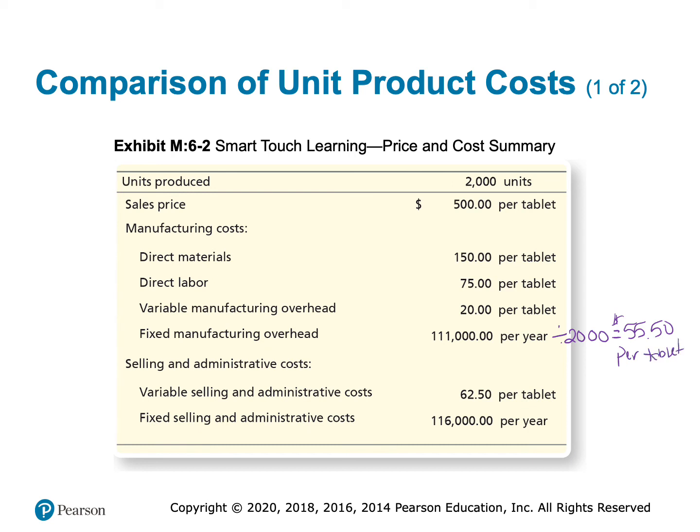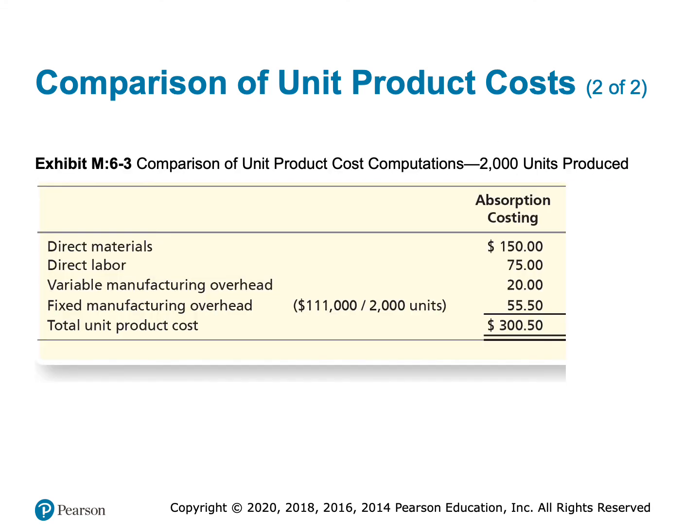If I was going to calculate the absorption cost of one tablet, it would be the 150 of materials, the 75 of labor, the 20 of variable overhead, and the 55.50 of fixed overhead. So this is what it really costs me to make one tablet computer.